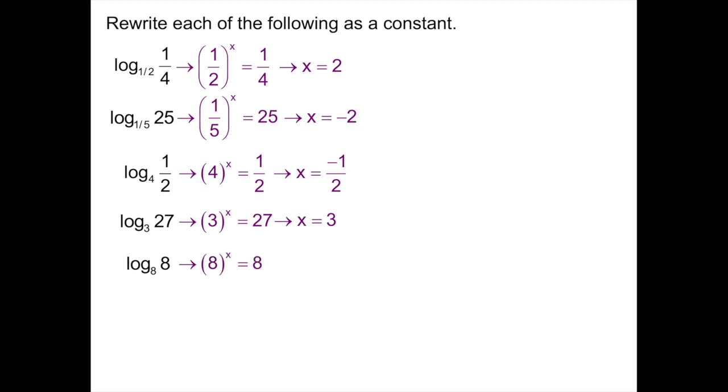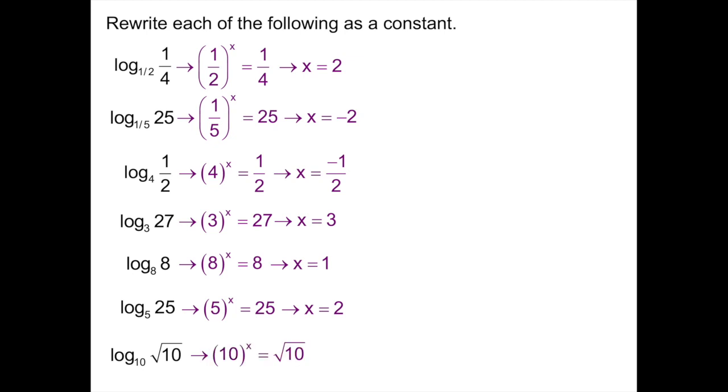For my next one, I'm going to have 8 to the x equals 8, and in this case, x just has to be a 1 for that to happen. For my next one, I write this as 5 to the x equals 25. 5 squared is 25, so the value is going to be 2. And then for my last one here, I'll have 10 to the x is equal to root 10. Well, again, to involve that radical there, we're taking the square root, and that is equivalent to raising something to a power of 1/2.